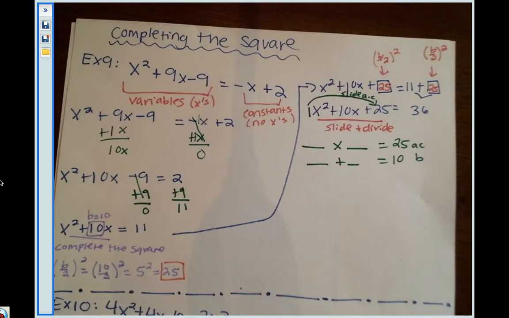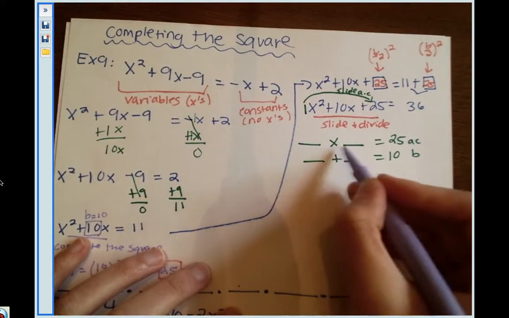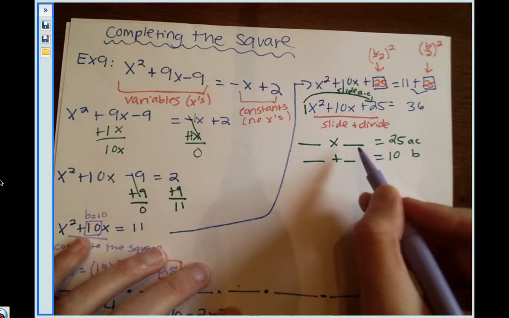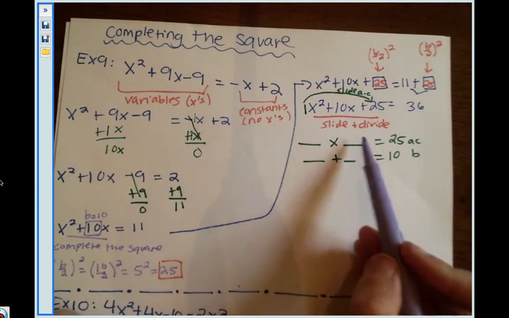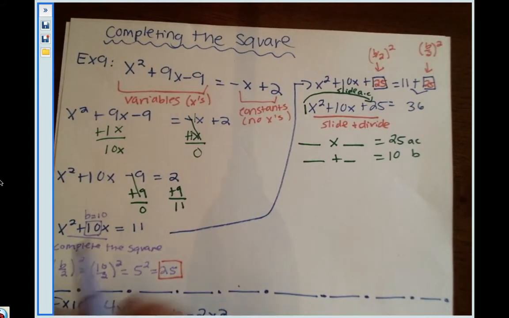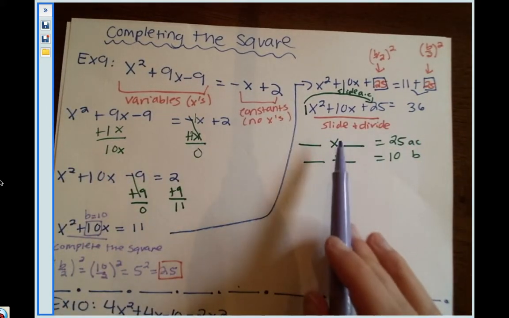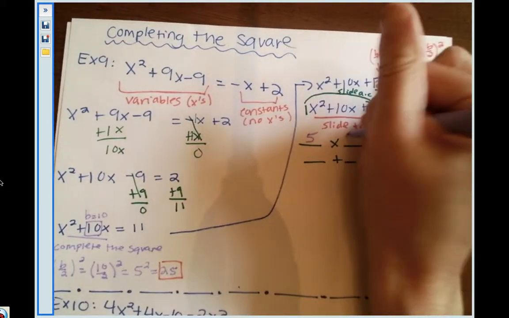Basically, when we get done, if we do it right, these 2 numbers have to be the same as these 2, because we need to find the same numbers that multiply to be 25 and add to be 10. So what times what gives you 25, and what plus what gives you 10? It is 5.